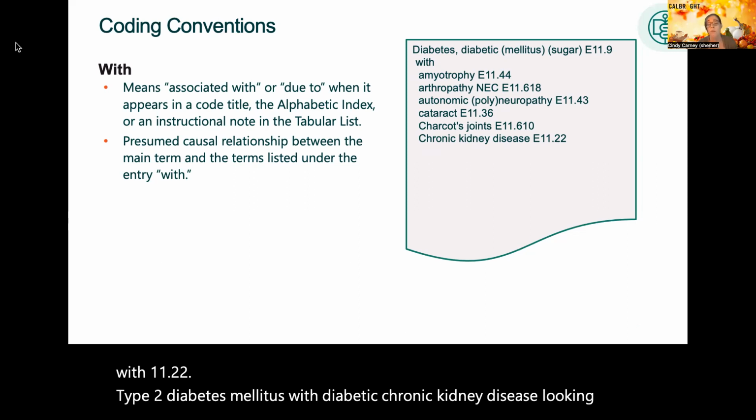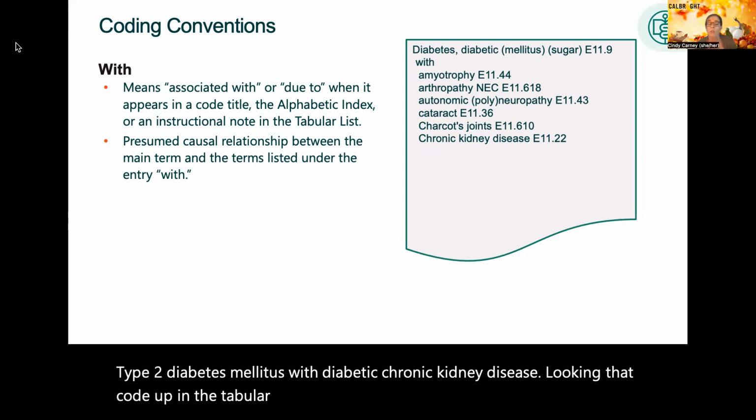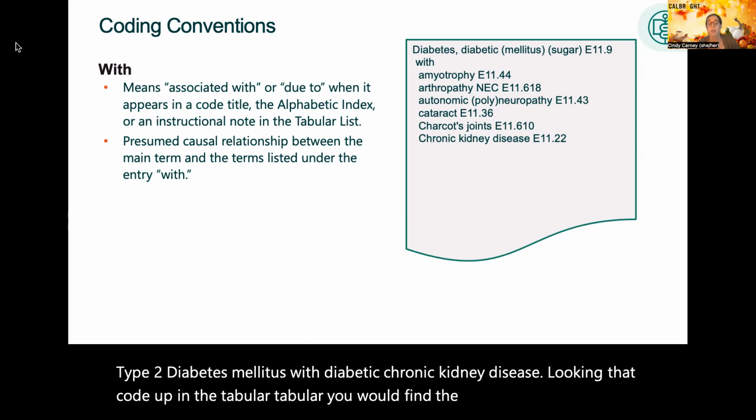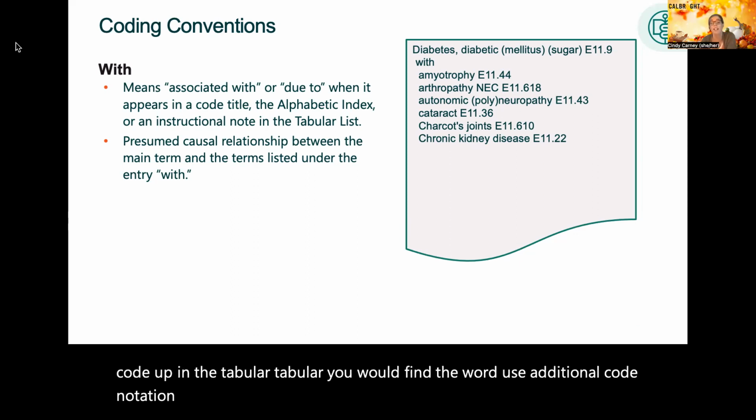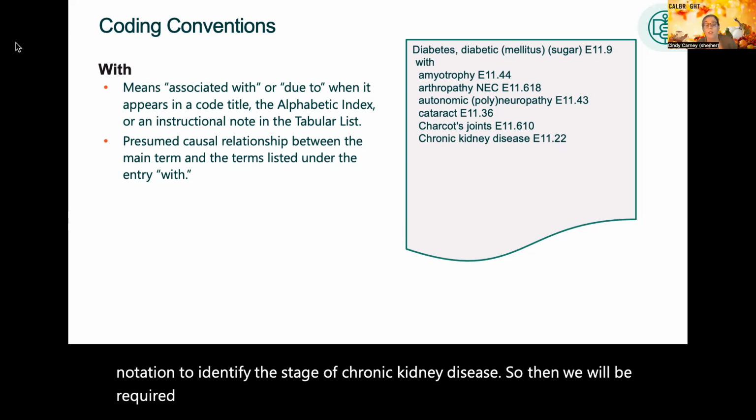Looking that code up in the tabular, you would find the "use additional code" notation to identify the stage of chronic kidney disease. So then we will be required to add another code, which is N18.5, identifying the chronic kidney disease, stage 5.